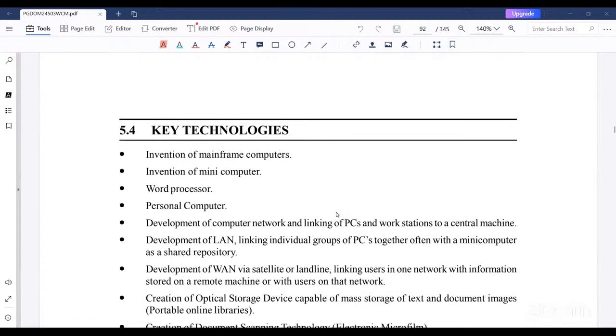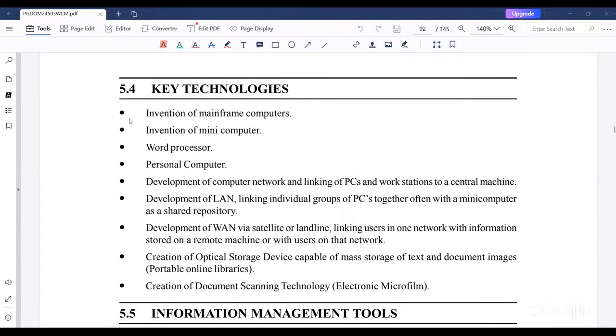So what are the key technologies that are used in management for the purpose of knowing the information? These are the different sources that are available to us. The first one is the invention of mainframe computers. This was the first stage where the data was stored and used. The next one is the invention of the mini computer.